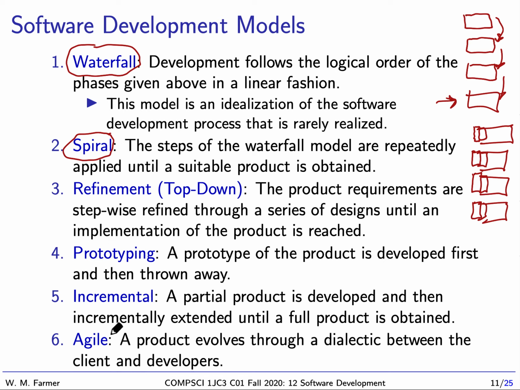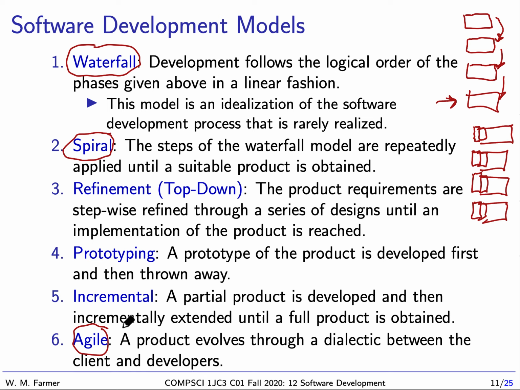The last approach, the agile approach, has become more popular recently. Here, the product evolves through a dialectic between the client and the developers. One of the most difficult problems in software development is figuring out what the requirements are. And you would think, well, the client wants to build a piece of software, you ask them, what are the requirements? It's very likely that the client can't answer that question. They don't really know what the requirements are. They may not even know exactly what they want. So it's very hard to develop good software if you don't know what the requirements are. Or even worse, you have to guess at the requirements and you guess wrong.